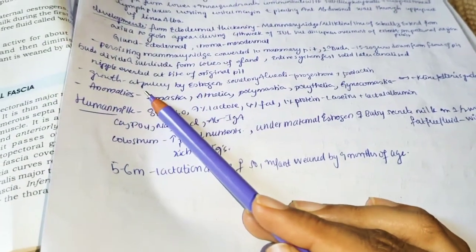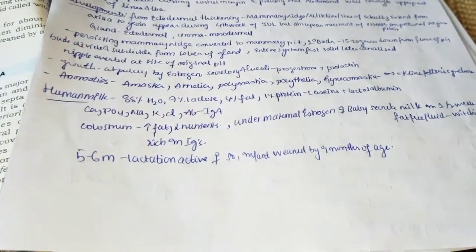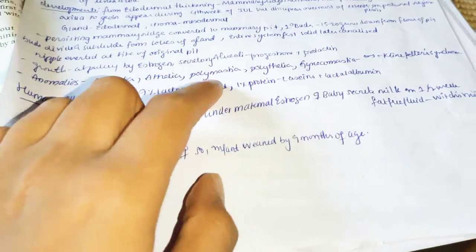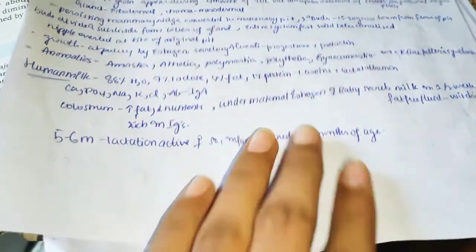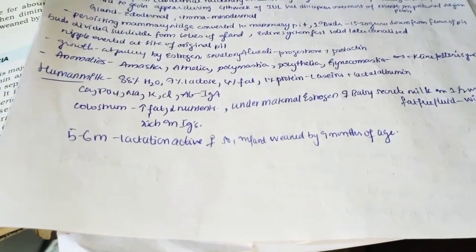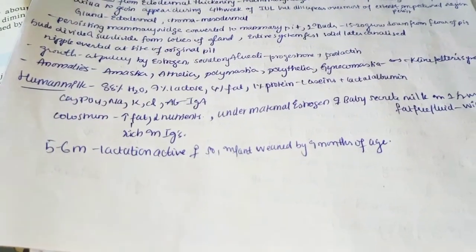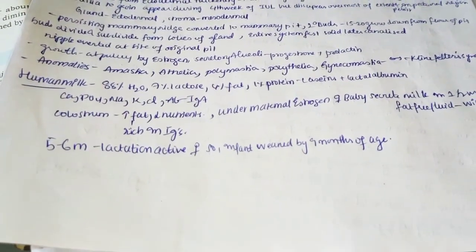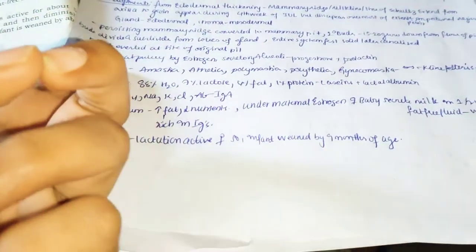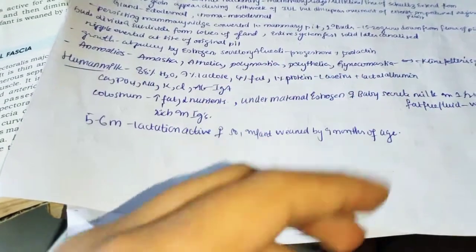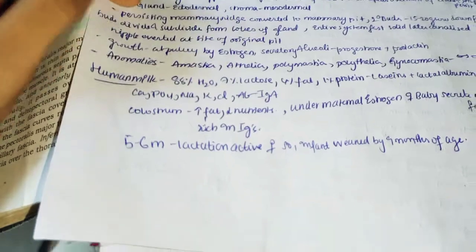The growth of the mammary gland is mainly seen in puberty, mainly by the hormone estrogen, and secretory alveoli are mainly produced by progesterone and also prolactin. Secretory alveoli are the alveoli present in the lobes, in the parenchyma, if you remember from the before video. So remember, estrogen for the growth of breast, and progesterone and prolactin to form the secretory alveoli in the parenchyma of the lobes.